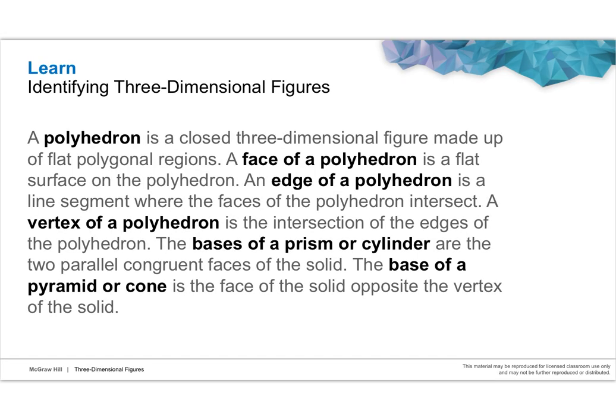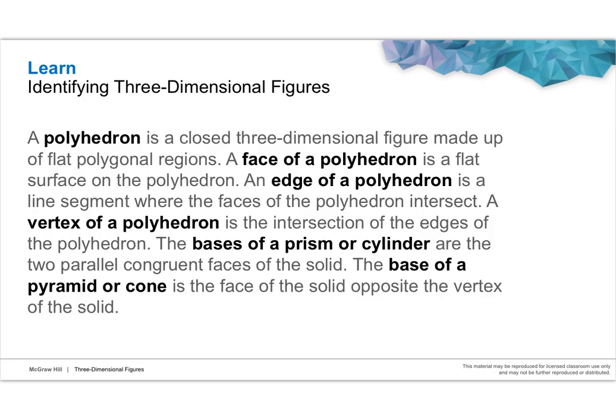Definition you need to know in this section for learning goal A is that a polyhedron is a closed three-dimensional figure that is made up of flat polygonal regions. A face of a polyhedron is a flat surface on the polyhedron. An edge of a polyhedron is a line segment where those faces intersect. And a vertex of a polyhedron is the intersection of the edges of the polyhedron.